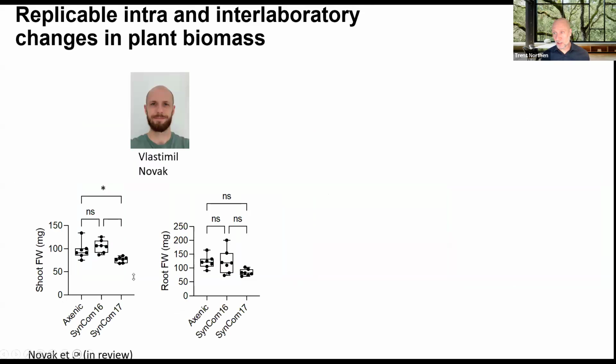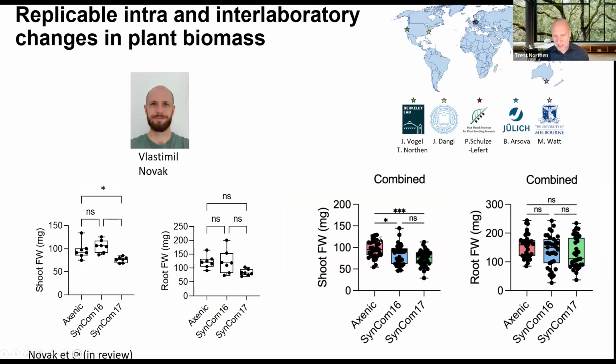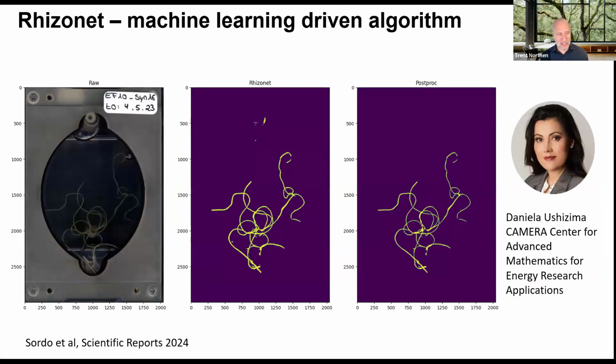How about if you look across all of the laboratories? Across all laboratories, they saw it. You see the same effect, that there's a significant decrease in the plant size when Burkholderia is present. So that was very reassuring. So then we also collected all of these images.